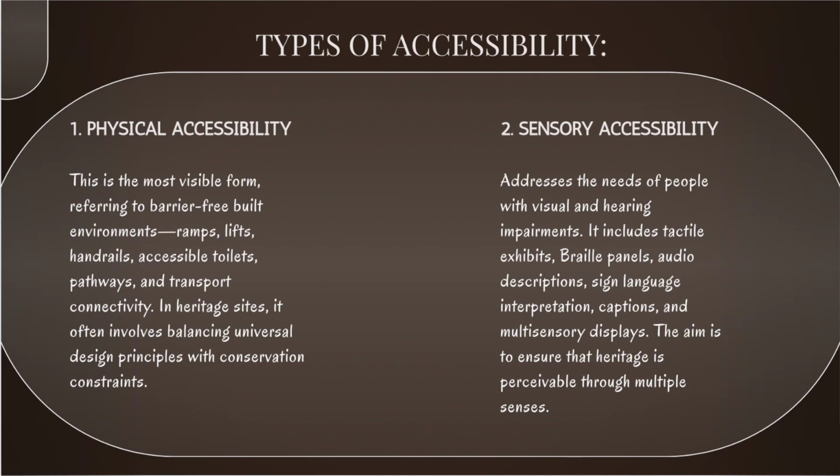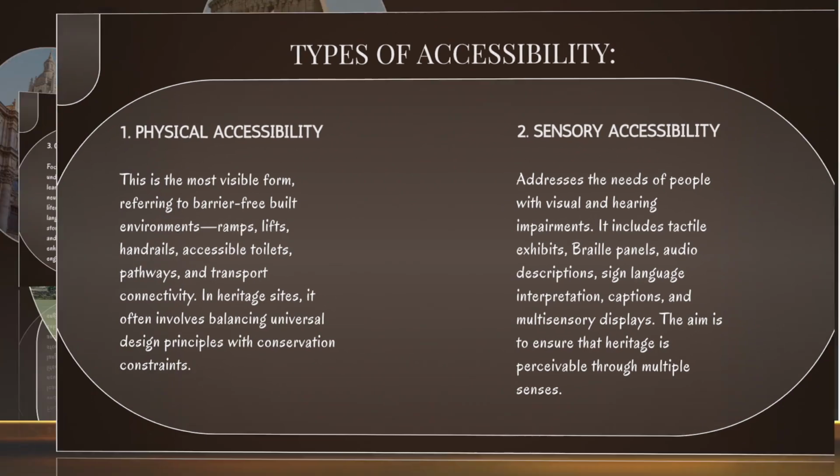The other type of accessibility is sensory accessibility. This form is evident in the design addressing the needs of people with visual and hearing impairments. It includes tactile exhibits, braille panels, audio descriptions, sign language interpretations, captions, and multisensory displays. The aim is to ensure that heritage is perceivable through multiple senses.